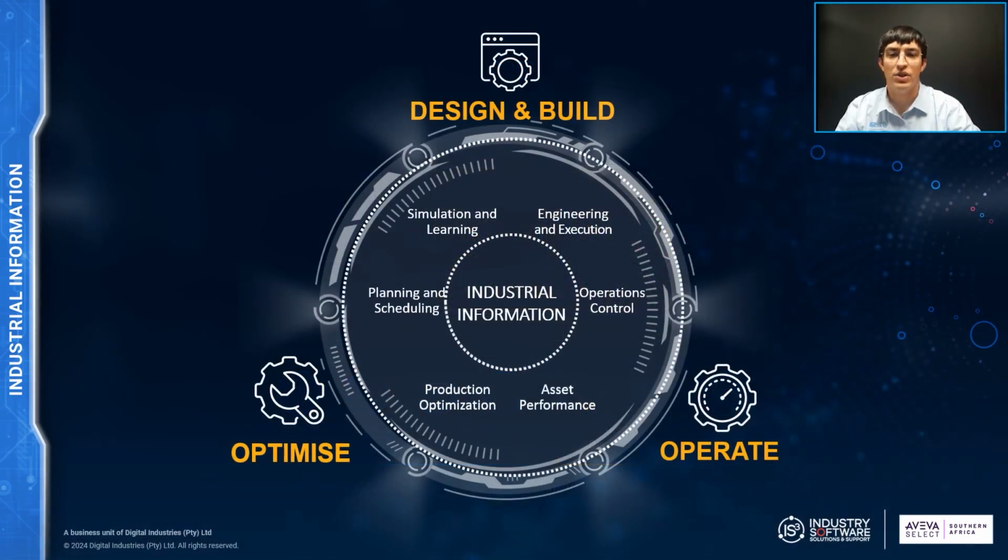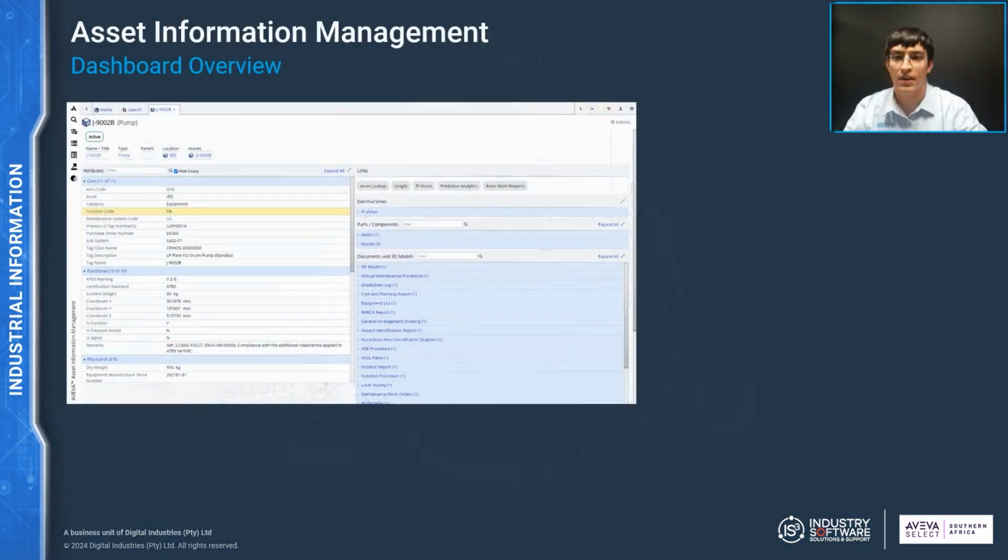AVEVA offers a diverse portfolio which addresses challenges across the design and build, operate, and optimize sectors. At the center of all these is industrial information, which is crucial to all of them. AVEVA Asset Information Management is at the center of it all, where we consolidate all the data from the various sectors into a central point. This makes data management with AVEVA products very easy.